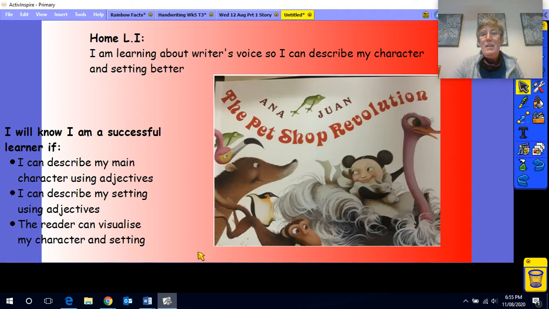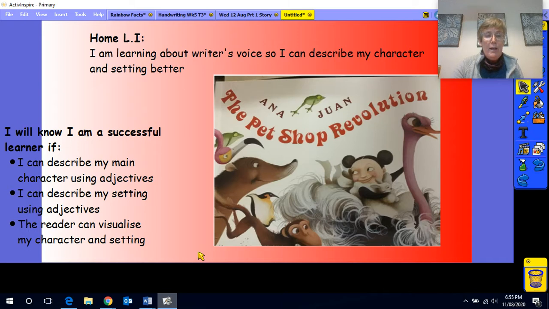Let's have a look at our home learning intention. I'm learning about writer's voice so I can describe my character and setting better. How will you know today whether or not you are a successful learner? You will know if you can do these things.